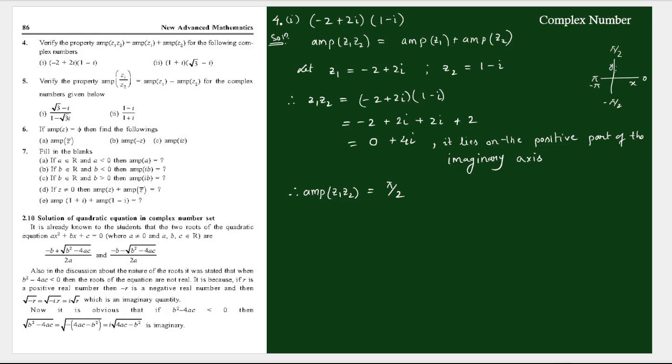Now we have to find the amplitude of Z1. So Z1 is equal to what? Minus 2 plus 2i. So what is the ordered pair? Minus 2, comma 2. Where does it lie? Minus 2 negative, 2 positive, second part, the second quadrant. So it lies in the second quadrant.